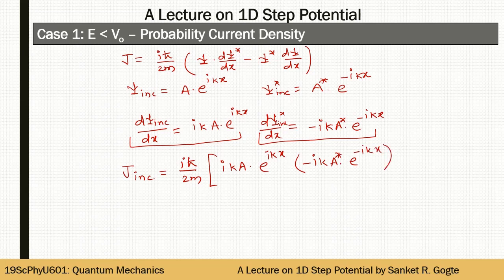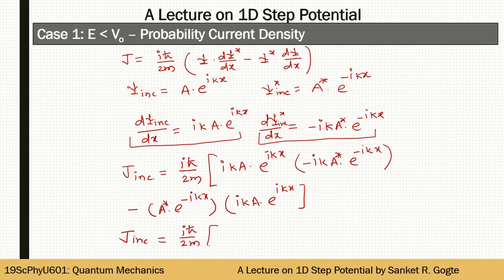So let me write it. J incident is equal to i h cross by 2m. Now I'll write psi first, which is A into e to the power i kx, and the derivative of the complex conjugate of that is minus i k A star e to the power minus i kx. So this is my first term. The second term has to be written on the next line with a negative sign. Now what I have is A star e to the power minus i kx, and the derivative is i k A e to the power i kx. Now it seems all right.